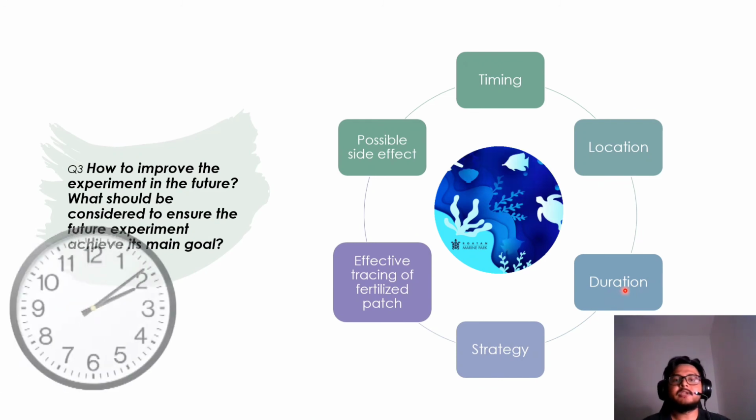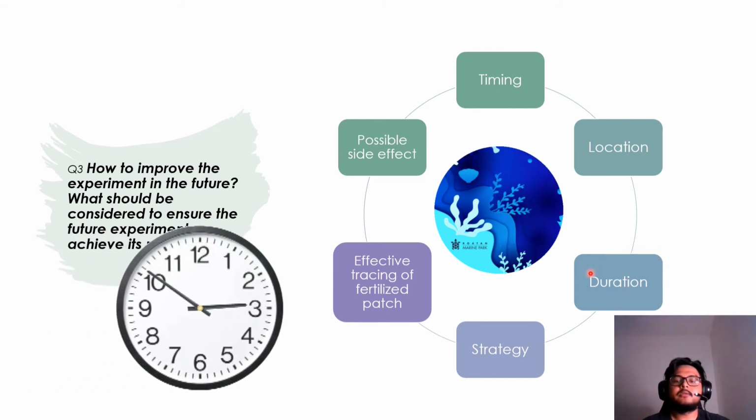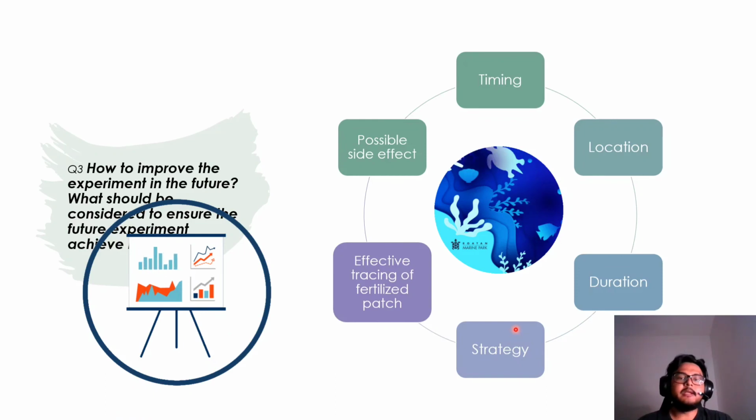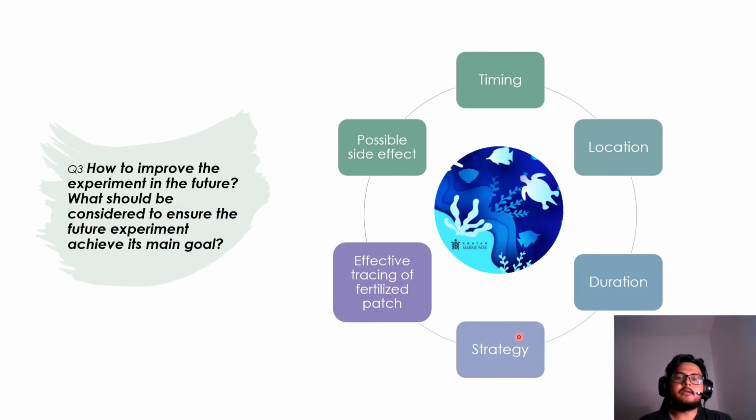After that, the duration. We should consider how long it takes for the maximum amount of phytoplankton bloom. After that, a good strategy such as planning, timing, and also a good method of patching. After that, effective tracing of the fertilized patch. Of course, after we deploy the patch and iron, we need to track it down. In the study done, they used satellite and also buoy tracking.